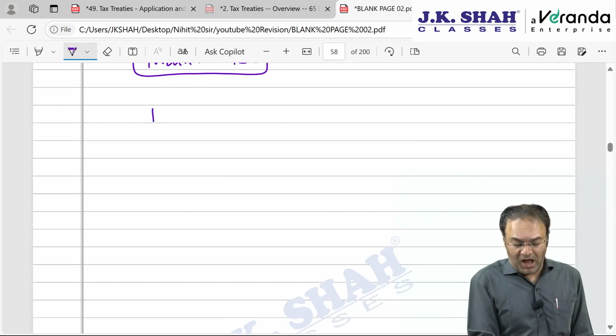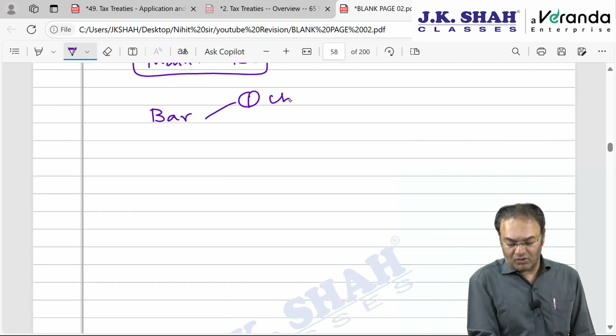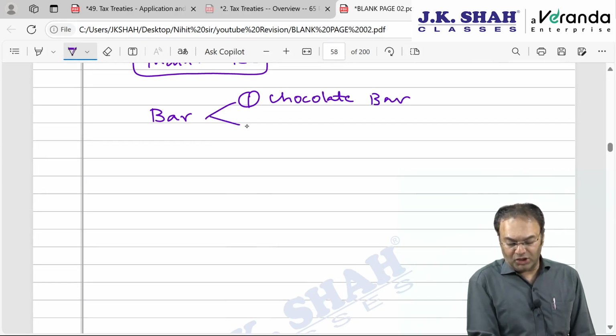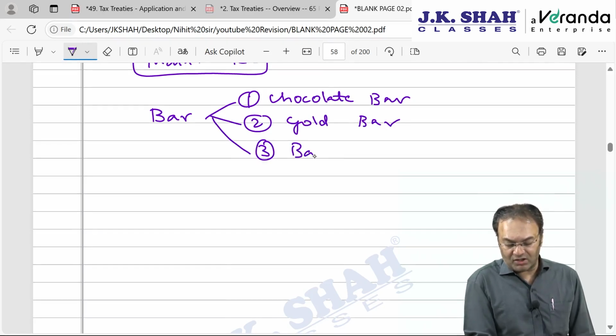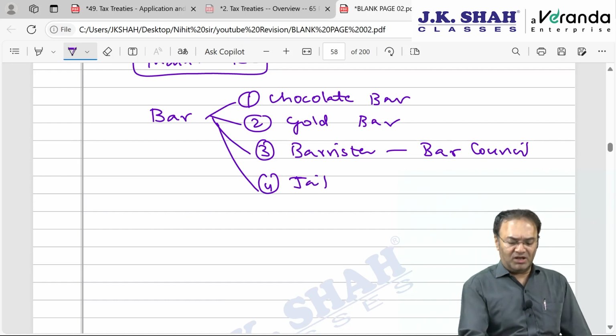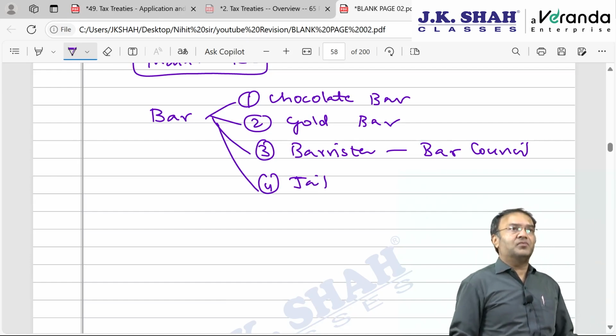In the same way, there are many words. For example, bar. What do you mean by bar? One meaning is chocolate bar. Another meaning could be gold bar. It is also a legal term, short form of barrister. We use the word Bar Council of India. Bar also means jail. I'll put you behind bars. So that is jail.